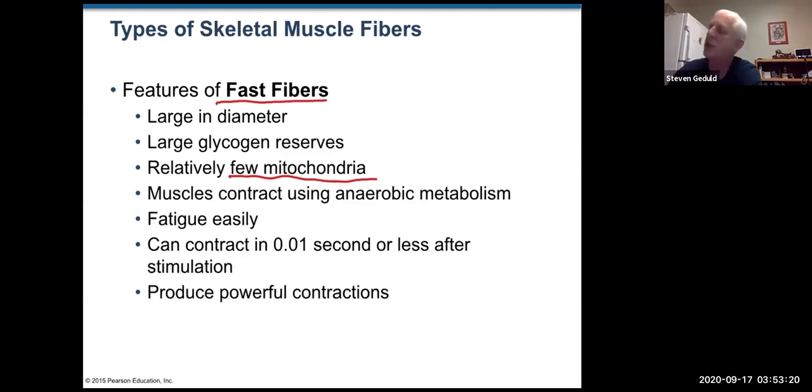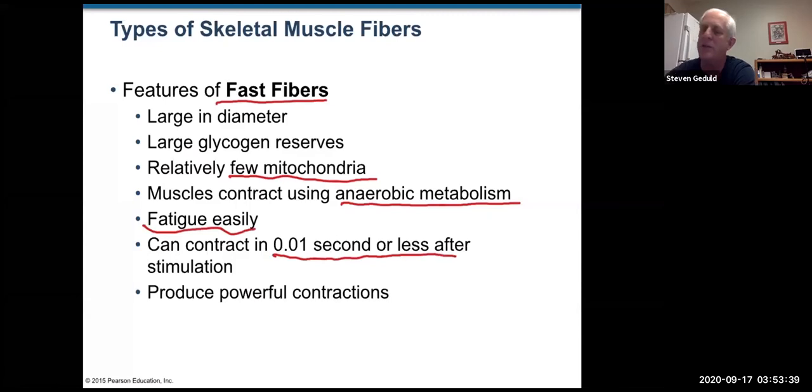Okay? Muscles contract using anaerobic metabolism. They work without oxygen because they don't need to keep going as long. They don't need to keep that aerobic metabolism going. They do their job and they're done. They fatigue very easily. They can contract in 0.01 seconds or less after stimulation.